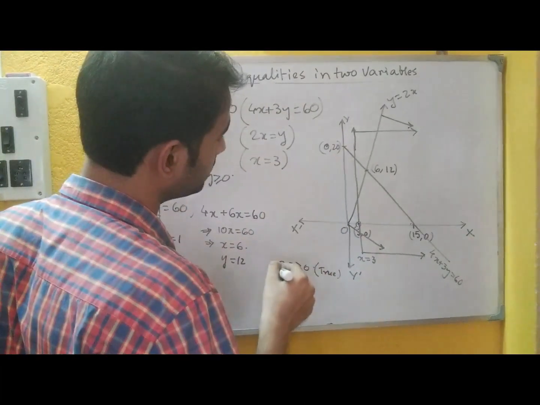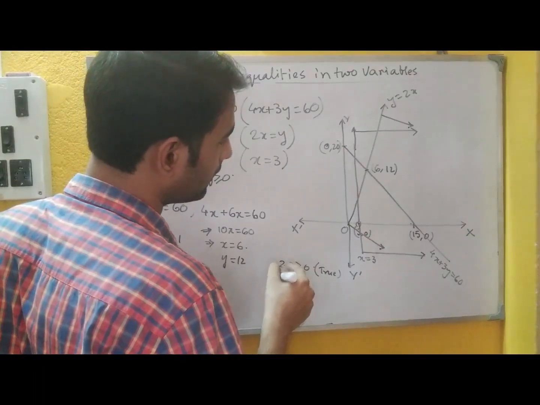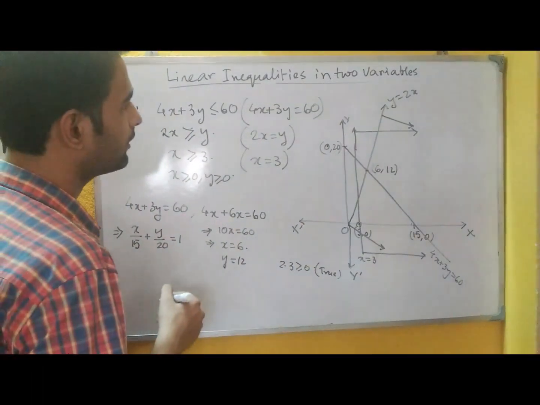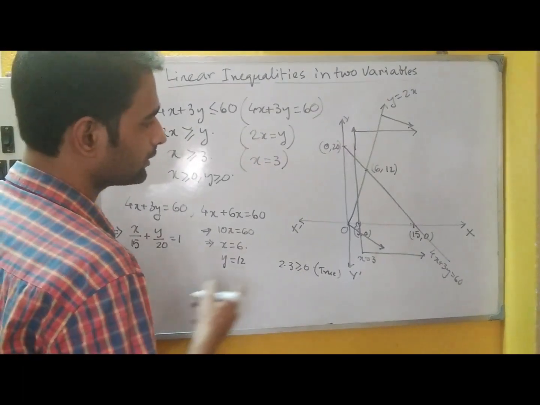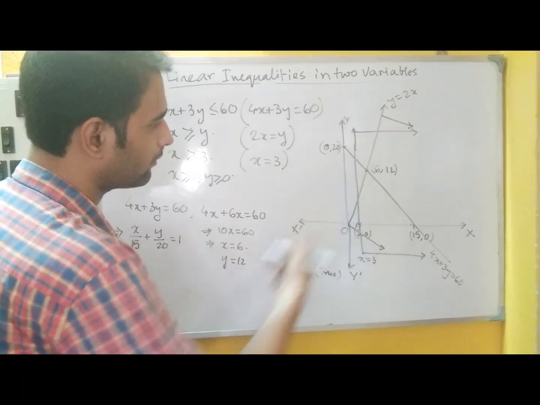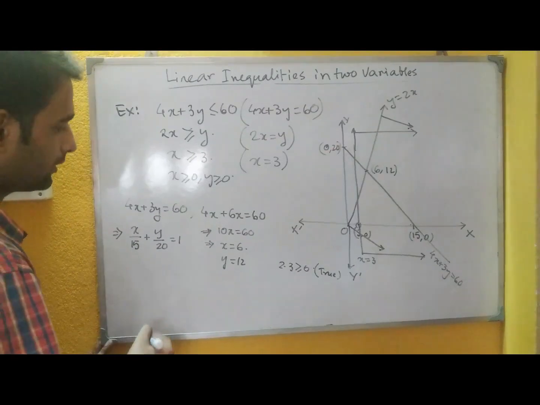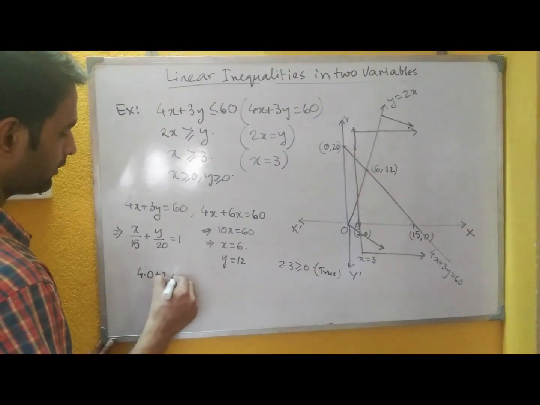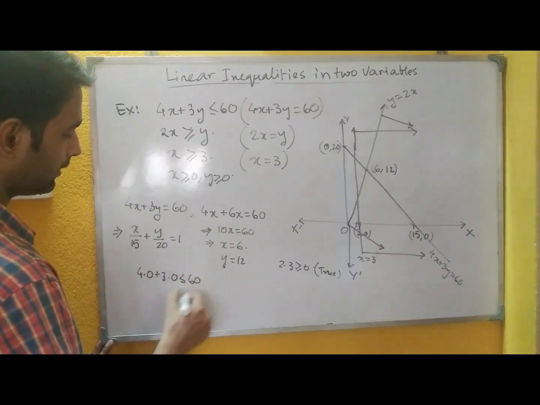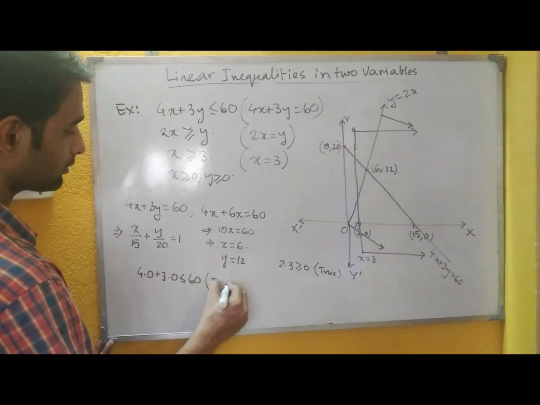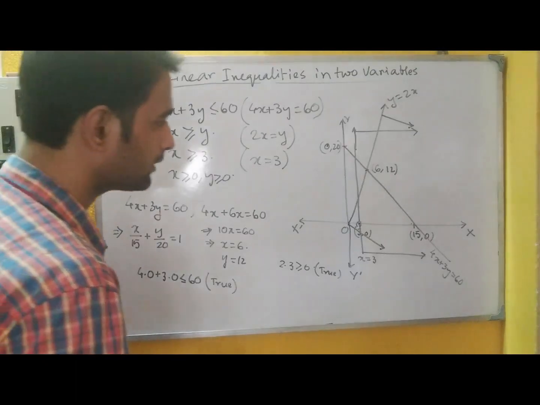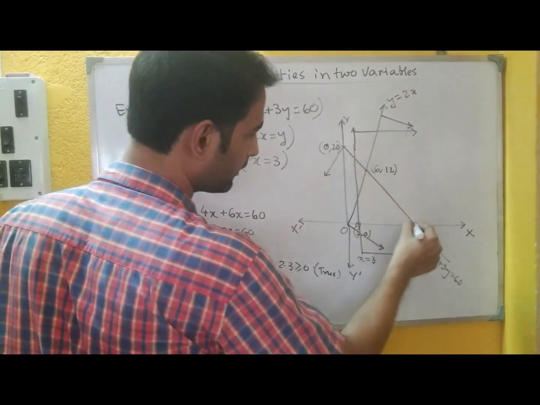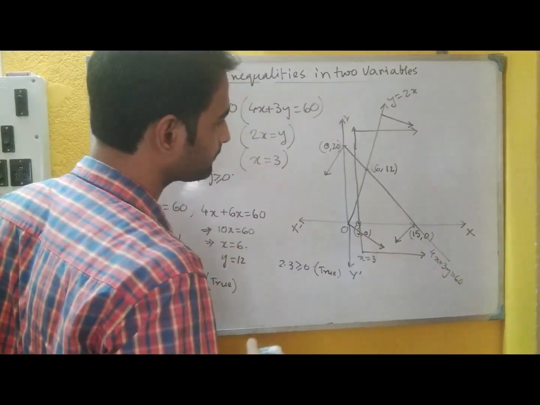And then the first line, that is 4x plus 3y less than or equal to 60. This is not passing through the origin, so we can verify it by the origin. If we put the origin in the equation, this is also true because 0 is less than or equal to 60. So 0 will be in the solution region and the shading will be in this direction.